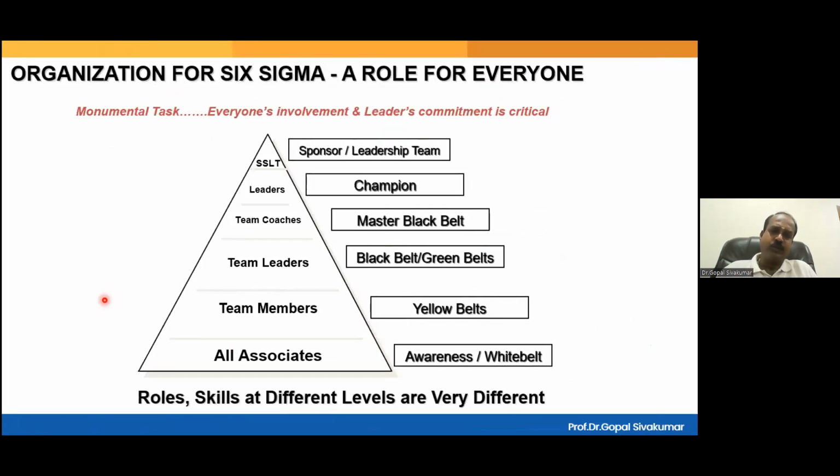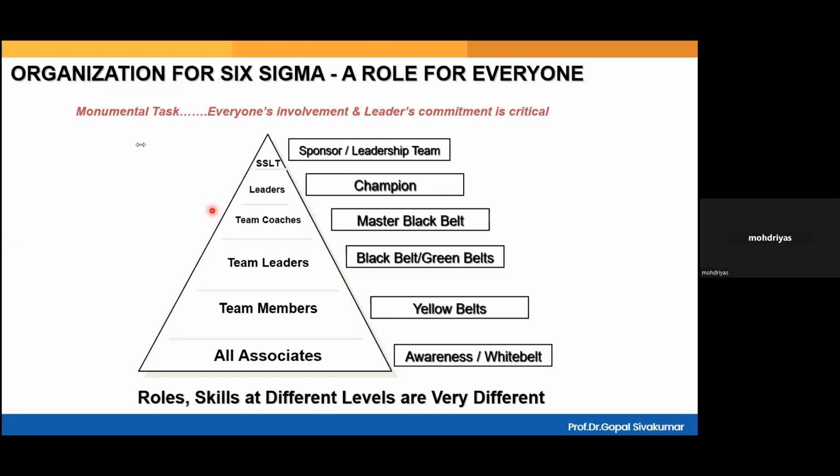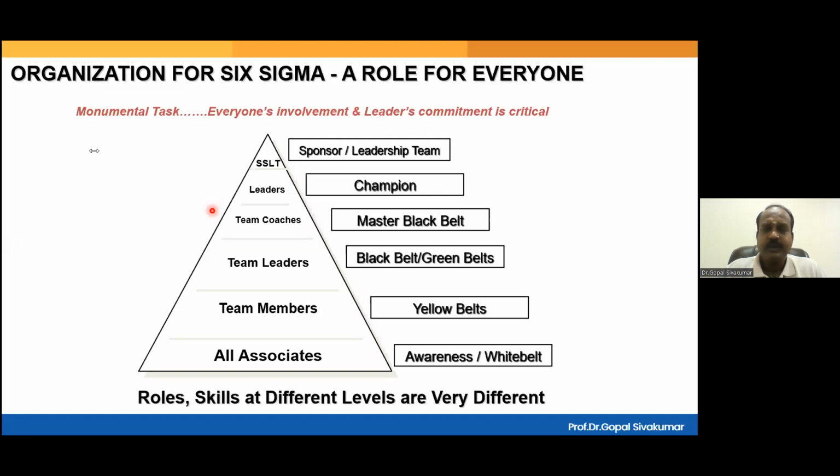And definitely, in order to achieve these kinds of breakthrough results, do you think people with relevant skills are required? Yes or no? Yes, sir. They are known as Six Sigma belts. Somebody will be leading the improvement project. Somebody will be working as the team member. And for the entire project team, the top management should support. They are known as champion and sponsor.